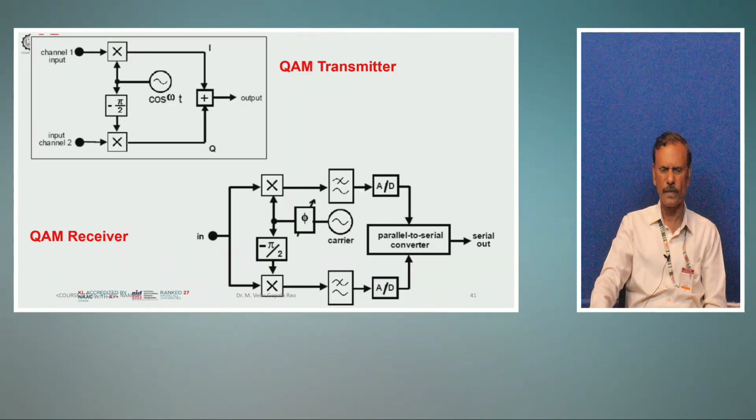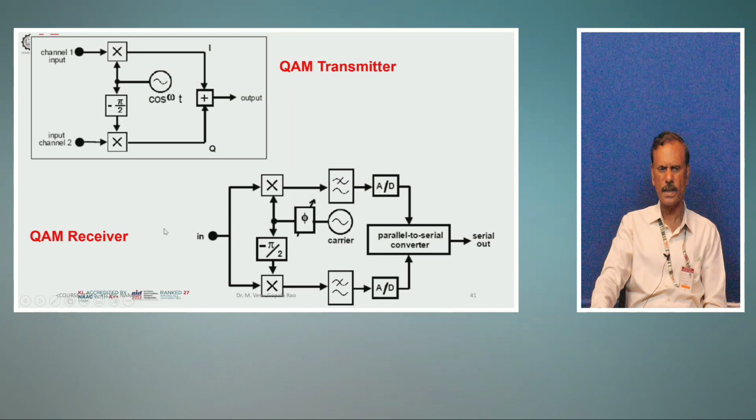So this is a brief outline of the QAM transmitter and the receiver. It more or less looks like a PSK. So channel 1 input and channel 2 input. Again it is multiplied with the oscillator here, and a 90 degree phase shift gives a sine here. So the in-phase and quadrature components are a cosine signal and a sine signal, multiplied and added here.